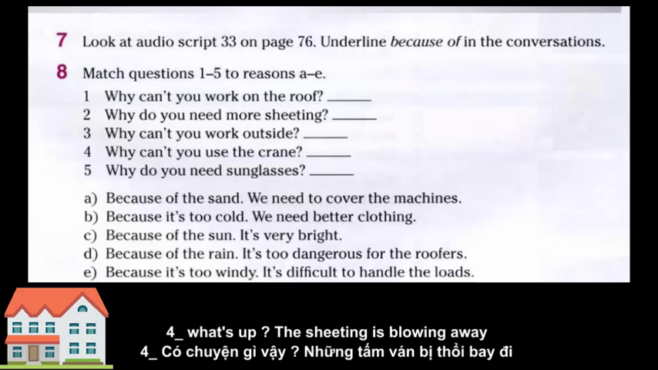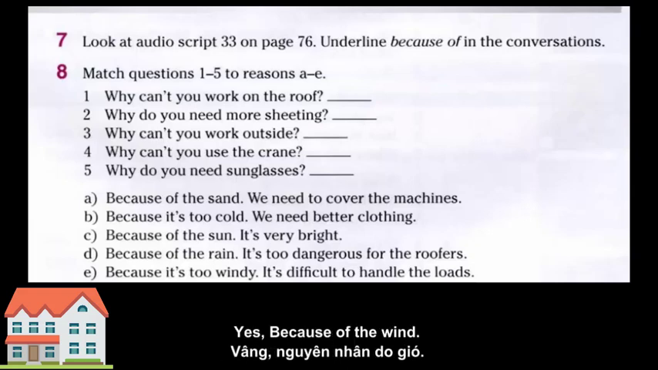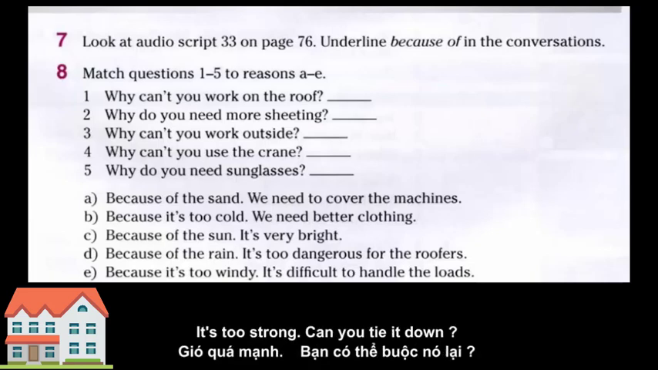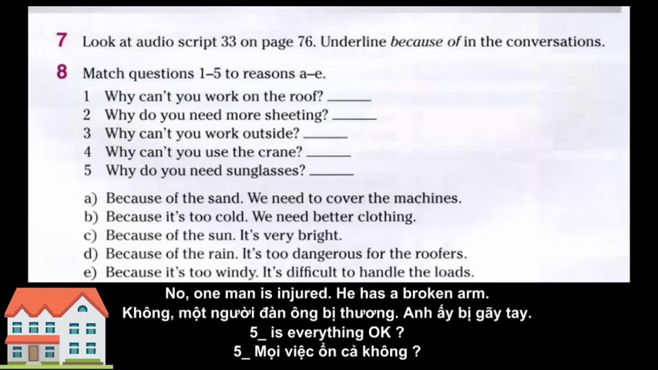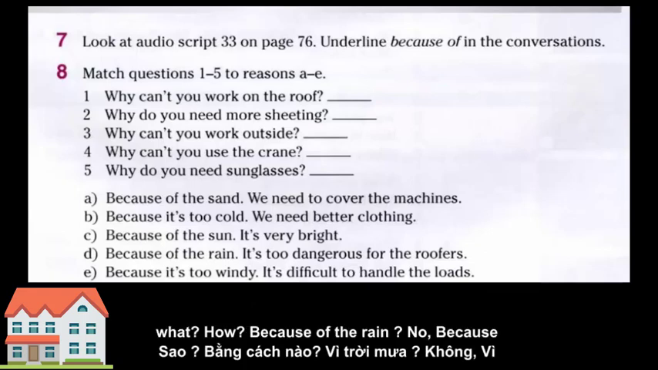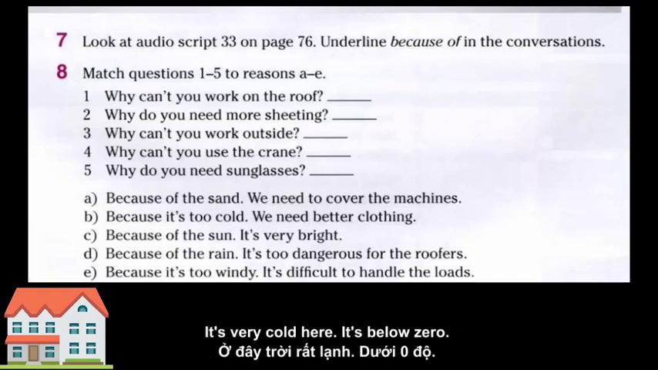4. What's up? The sheeting is blowing away. What sheeting? The sheeting on the scaffolding? Yes, because of the wind. It's too strong. Can you tie it down? It's too late, I think. 5. Is everything okay? No, one man is injured. He has a broken arm. What? How? Because of the rain? No, because of the ice. There's ice on the ladders. It's very cold here. It's below zero.